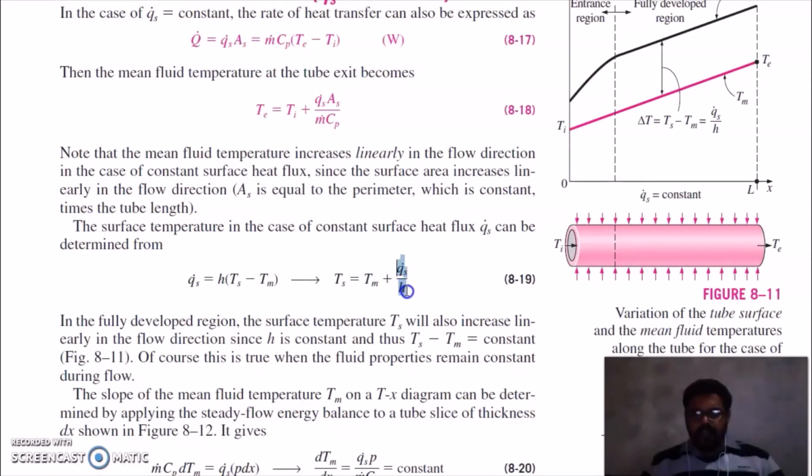So this term is a constant value, and if Tm increases, Ts will increase by the same amount, which is clearly visible from this graph. In the fully developed region, which is this dotted line and this region, the surface temperature Ts also increases linearly in the flow direction.